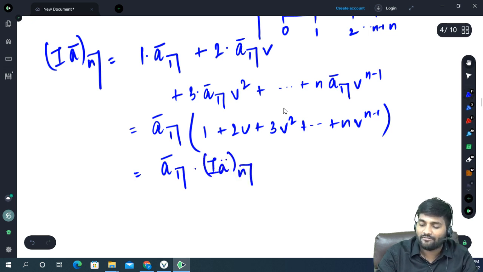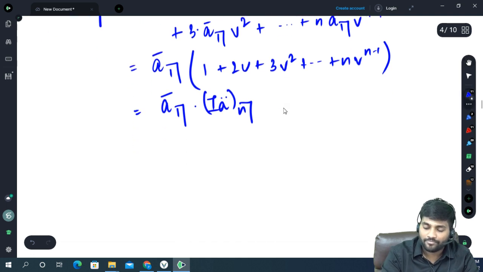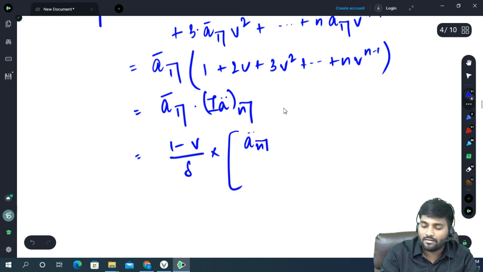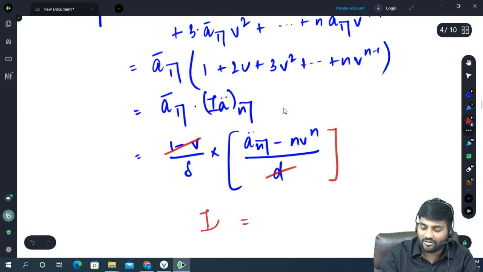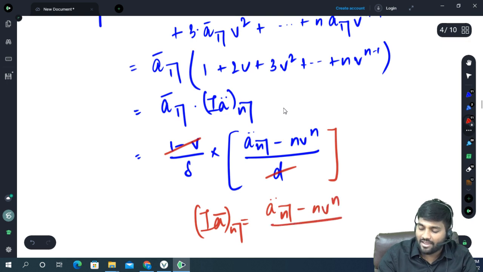So now open up the formulas and what do we get? We are getting (1 minus v) by delta into (a)due n minus n v to the power n by d. So this and this cancel, right? So what is the final answer that we are getting for (I A bar) n? We are getting (a)due n minus n v to the power n by delta.